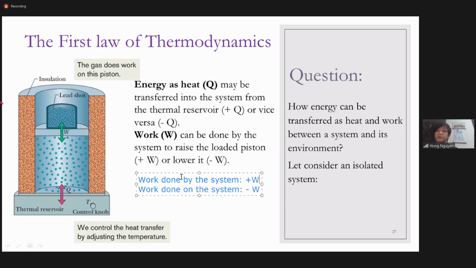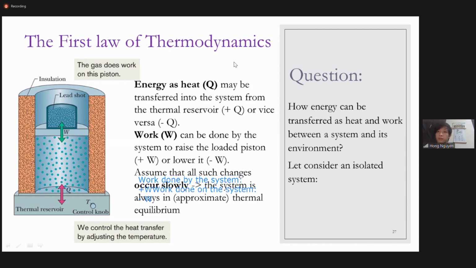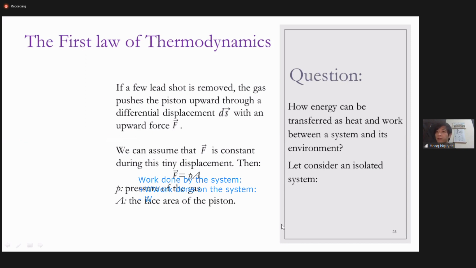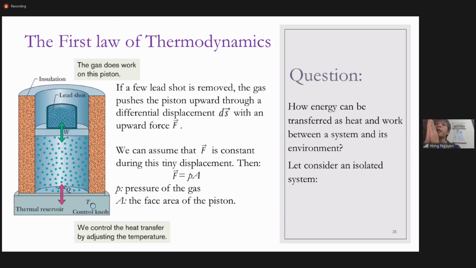Is it clear here? The work has a positive sign and negative sign. The heat also has a positive sign and negative sign. Okay. I'll try to remove what I have written for you to make it easier to follow. Okay. Now, if we remove a few electrodes, what will happen?